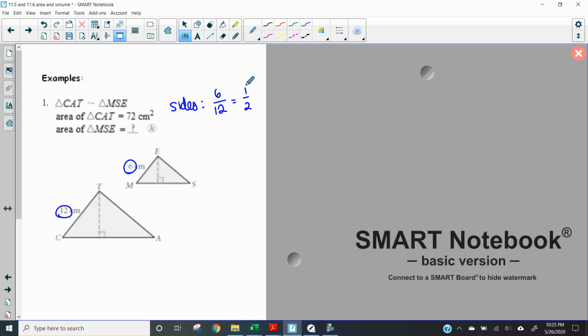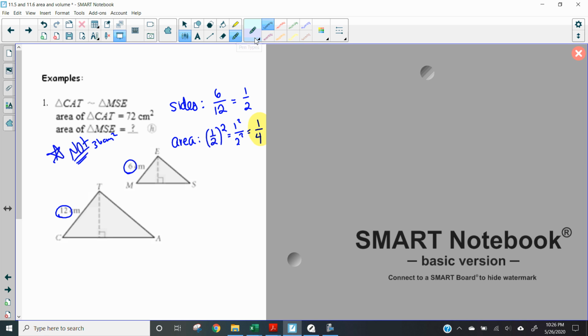But I'm not doing anything with this to find the area of triangle MSE. The answer is not 36. Okay, let me put a big star here. It's not 36 square centimeters. That's what I think prior to today's lesson, that's probably what we would have just thrown in there. What we need to do is take our side ratio and square it. So that's 1 squared over 2 squared, or 1/4. So the ratio is actually 1 to 4. This is the one we care about.